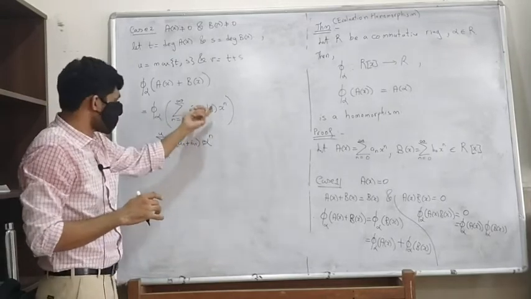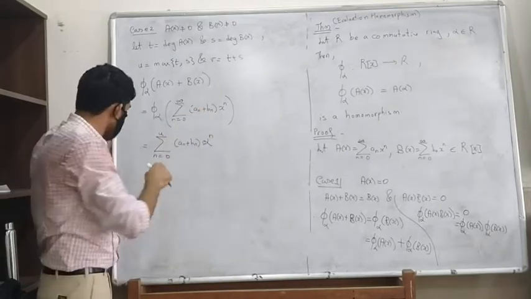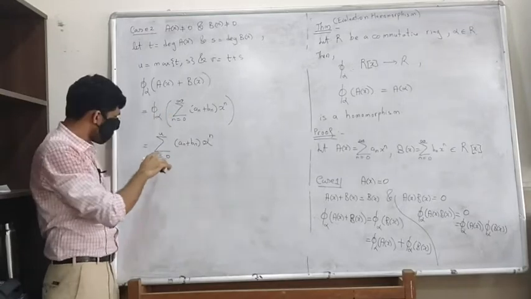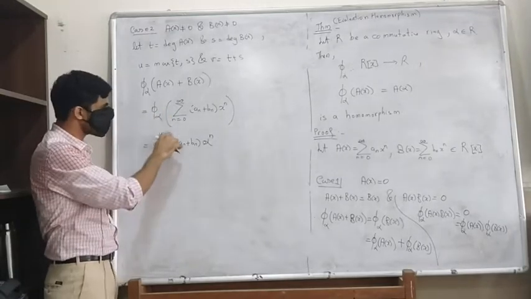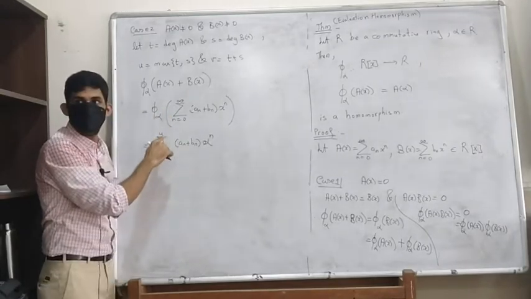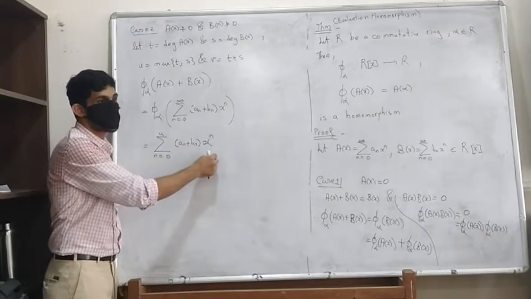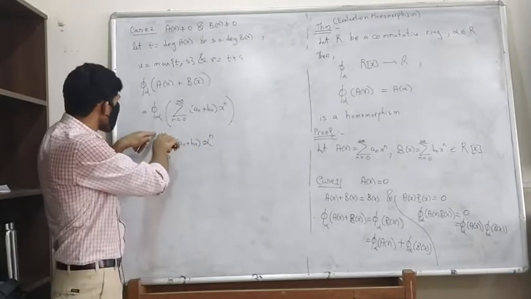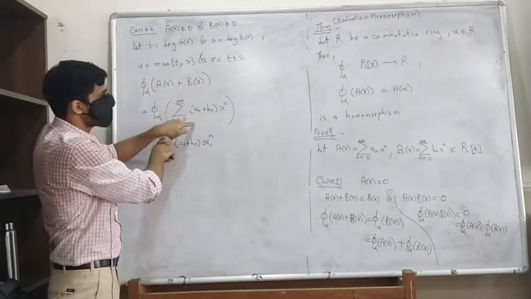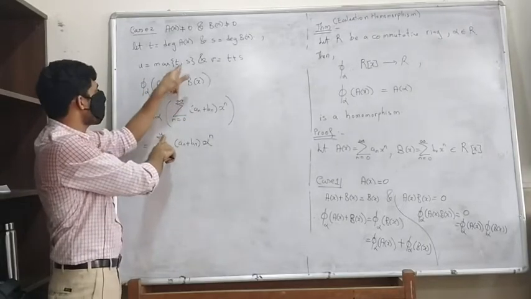If it is not the 0 polynomial, then by definition this will be the sum with n going from 0 to its degree of a n plus b n times alpha raised to n. But this is anyway going to be greater than its degree, because this is the maximum of t and s.